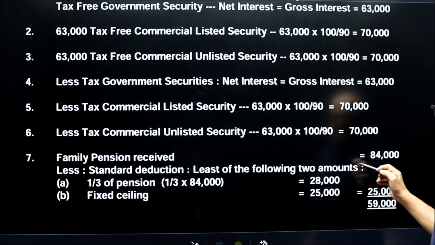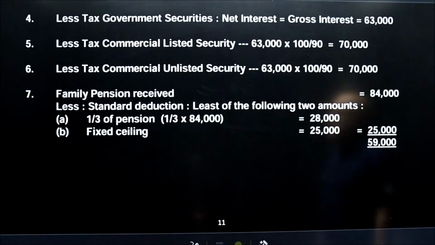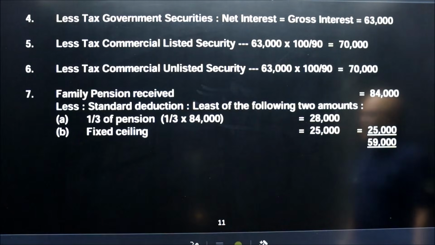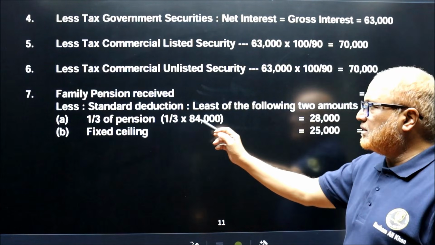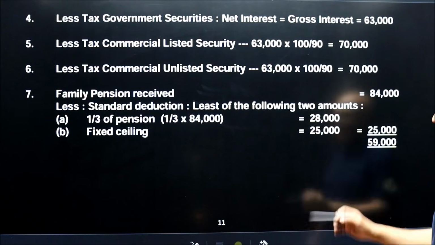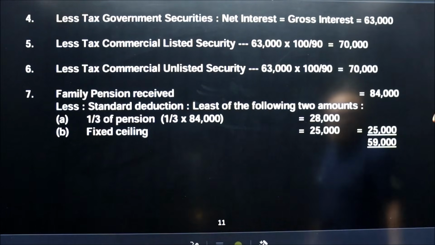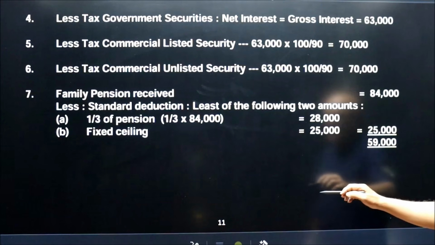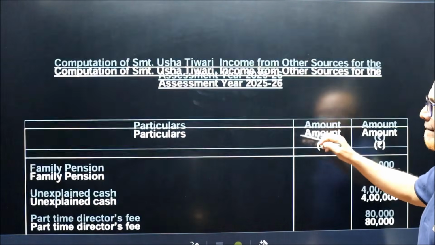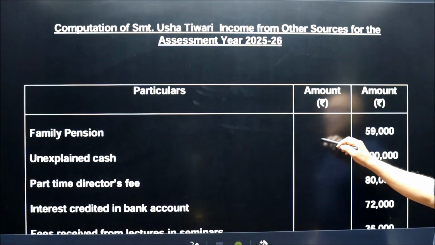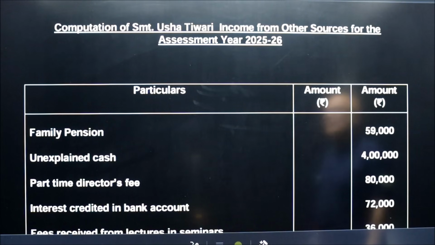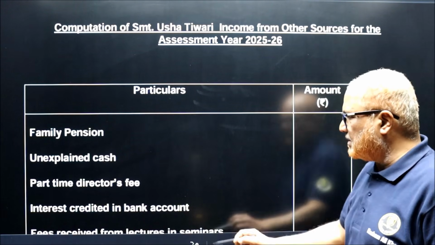Family pension received is 84,000, and the standard deduction is the least of the following two: one third of pension, one third of 84,000, which is 28,000, or the fixed ceiling of 25,000. So the least is 25,000, and 59,000 is taxable. Now see the computation of Srimati Usha Tiwari, income from other sources for the assessment year.